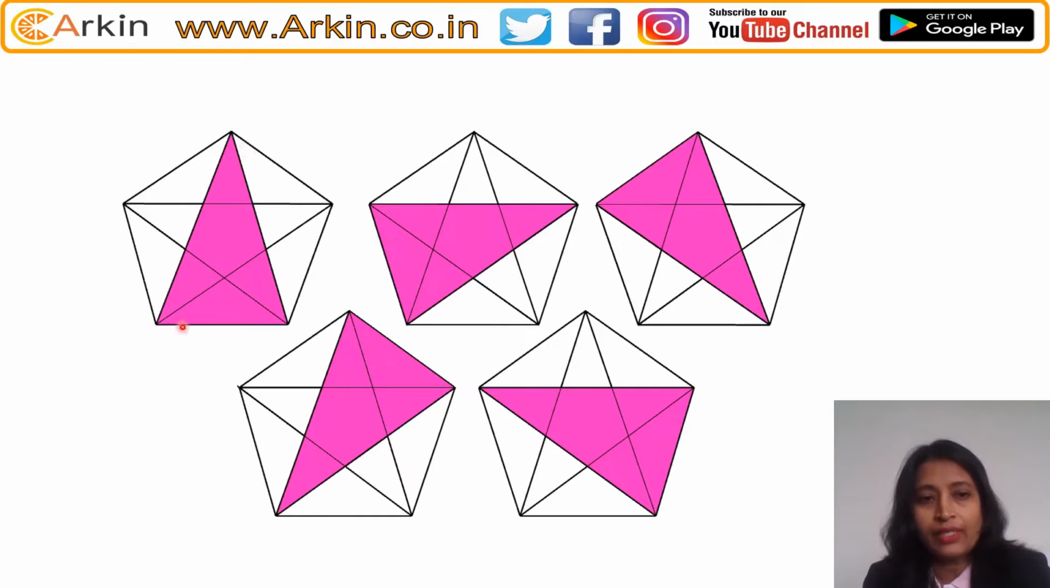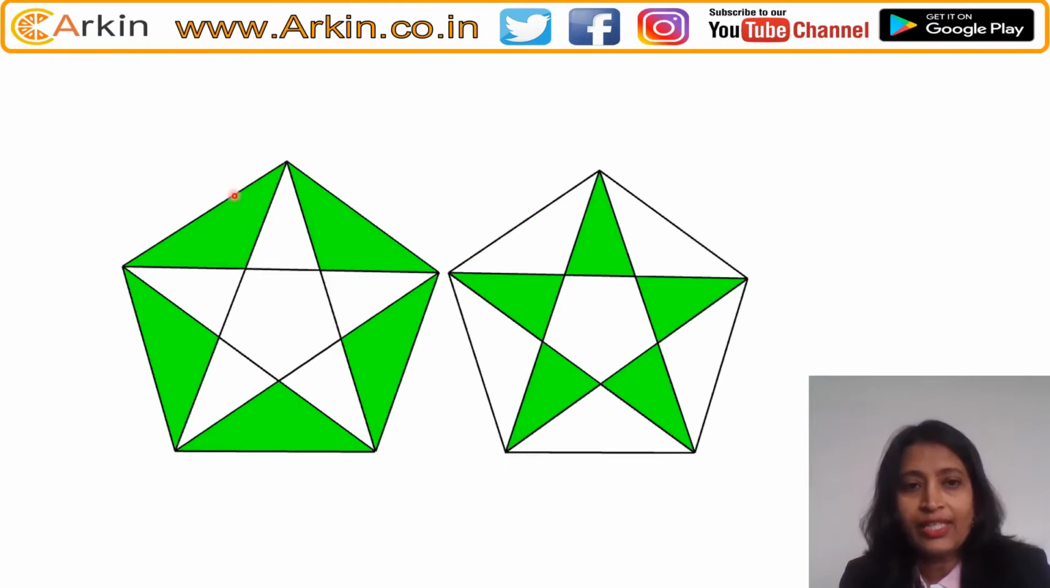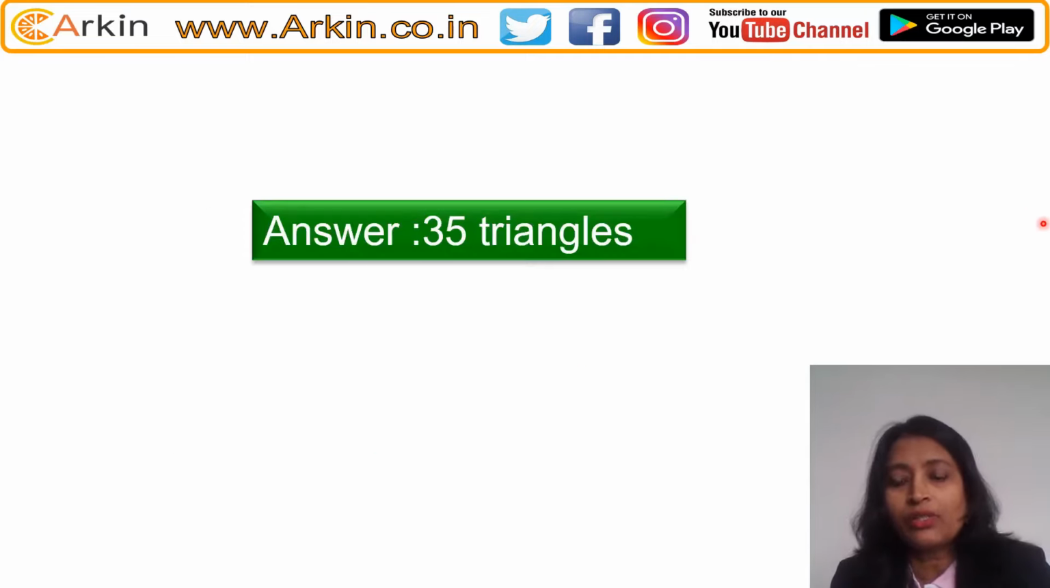Now this is the basic triangle which is made by the base of this figure. So how many sides are there? 1, 2, 3, 4, 5. So it will be 5 such triangles. So 21, 22, 23, 24 and 25. So till now we have 25 triangles. Now these smaller triangles, the green triangles, can you see? For every side there are 5 of this kind. So 5 of these and the inside one. So it will be 26, 27, 28, 29, 30 and plus 5, that is 31, 32, 33, 34, 35. So total 35 triangles. So the answer to this question is that the number of triangles in this figure is 35.